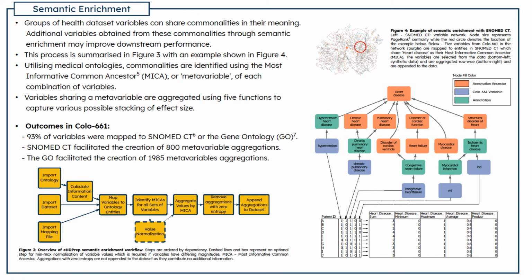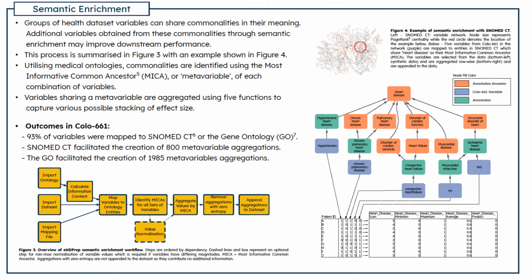At the bottom of the poster, we can see the process of semantic enrichment. This is applied to COLO661 following quality control. Variables in health datasets are unlikely to be fully independent of each other. For example, diseases which affect a common system or organ in the body, or genes which are part of the same pathway. The process of semantic enrichment uses medical ontologies to extract these relationships and create new variables which contain this information.